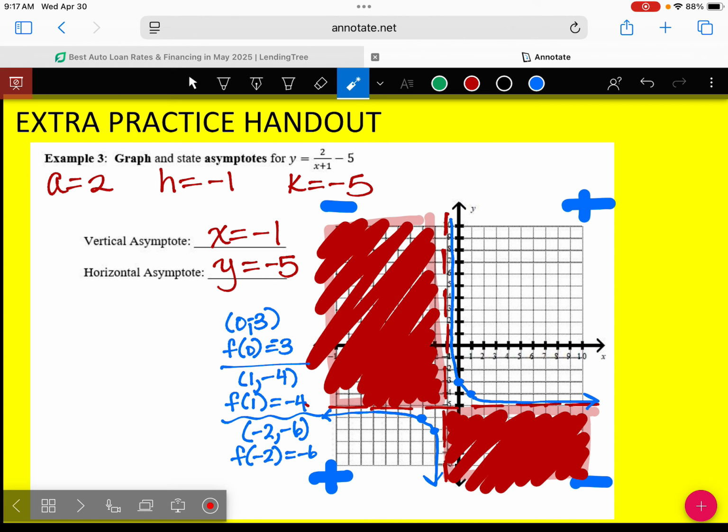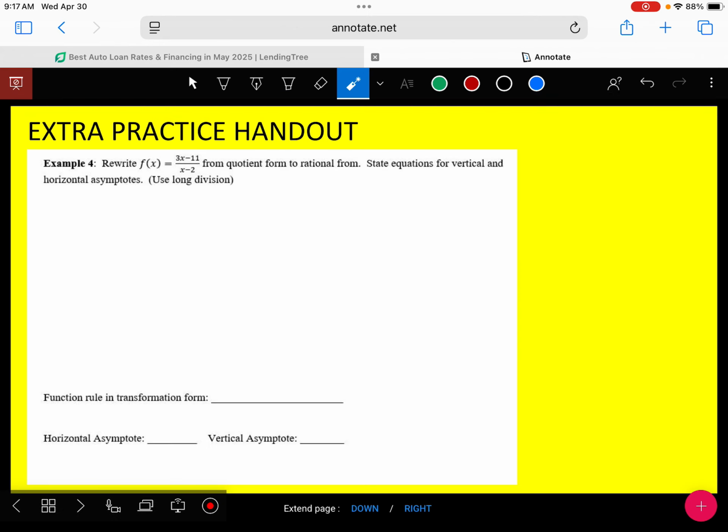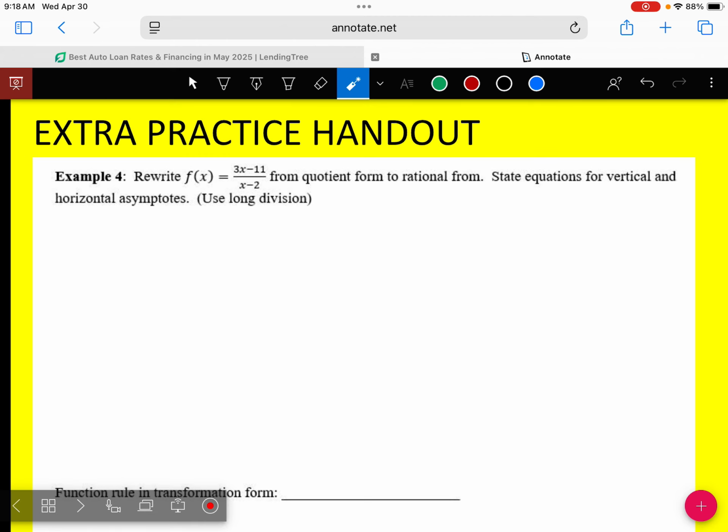We got one more. We don't have to graph it. We just have to rewrite it from quotient form to transformation form. You said these type ones are on the test, you said. Everything I'm talking about is on the test. Yeah. So I'm gonna take that x minus 2 and put that into 3x minus 11.